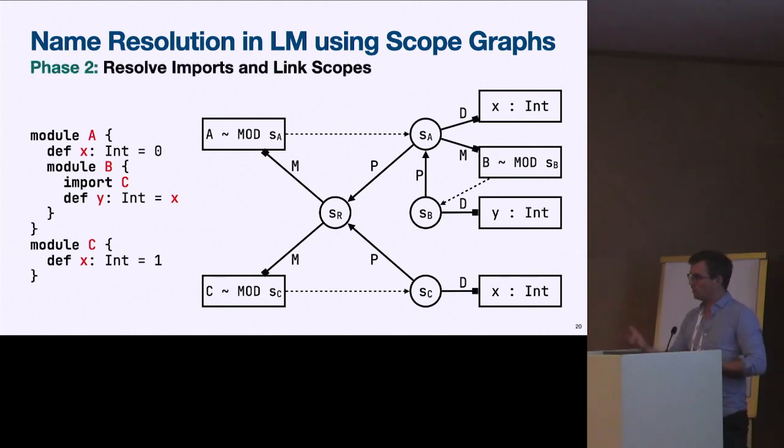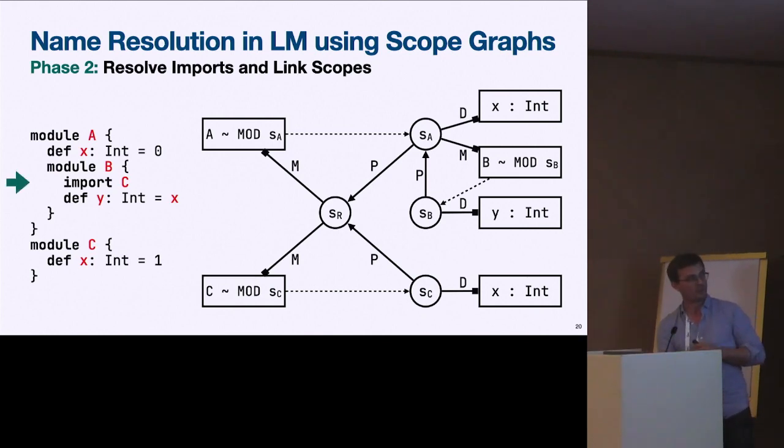So that was phase one. We've constructed the part of our scope graph that just considers the modules and members. In the next phase, we are ready to start resolving imports. Now we know what all the modules are and what their names are, and now we can resolve named imports.